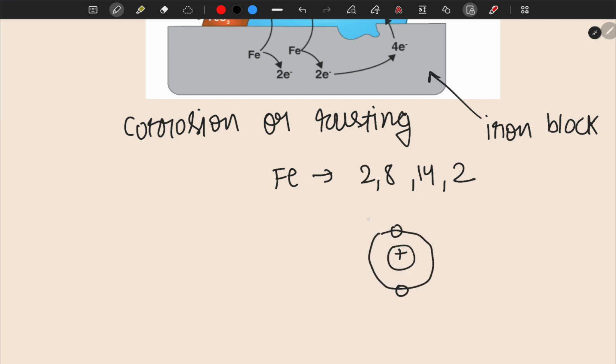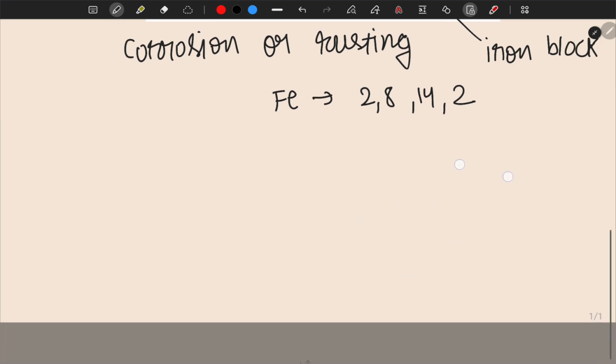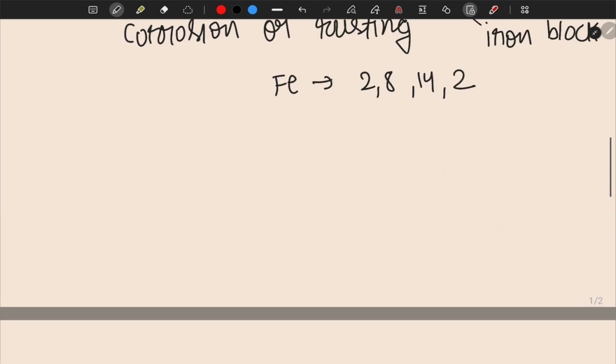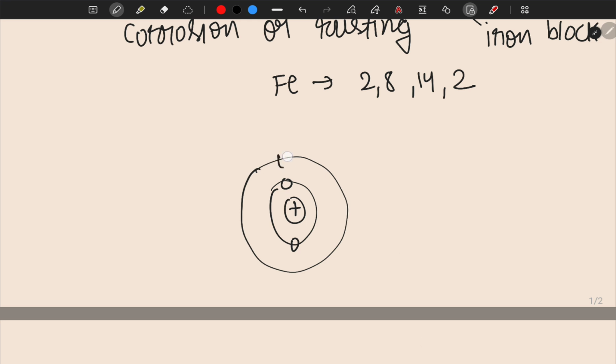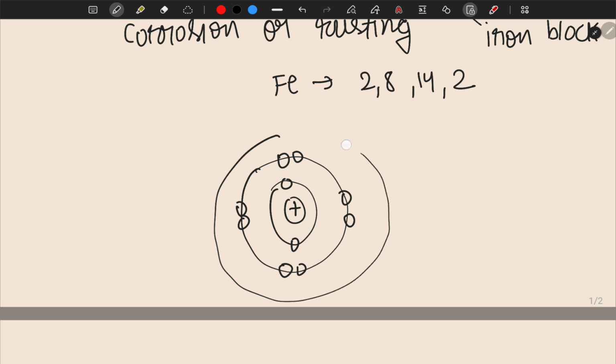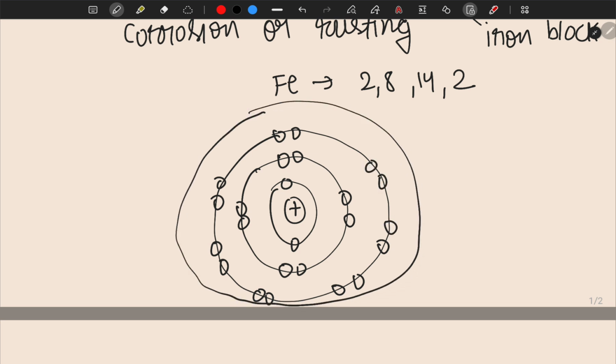You have two electrons here in the first shell. Then you have... it will not fit here. Let me draw it here. So you have two in the first shell. Then you have 8 electrons. Then you have 14 electrons: 1 2 3 4 5 6 7, 8 9 10 11 12 13 14, and then you will have your fourth shell in which two electrons will be there.